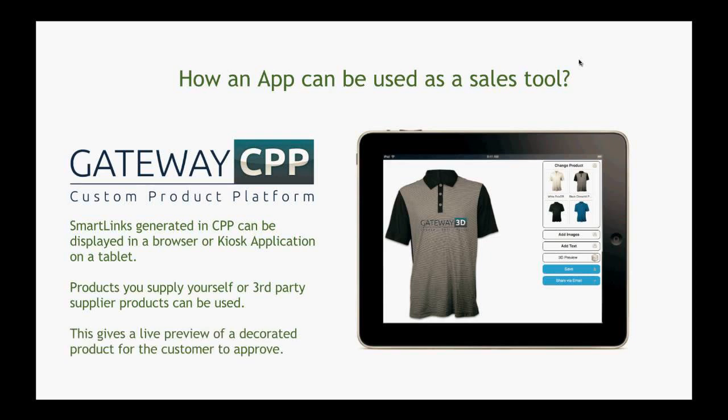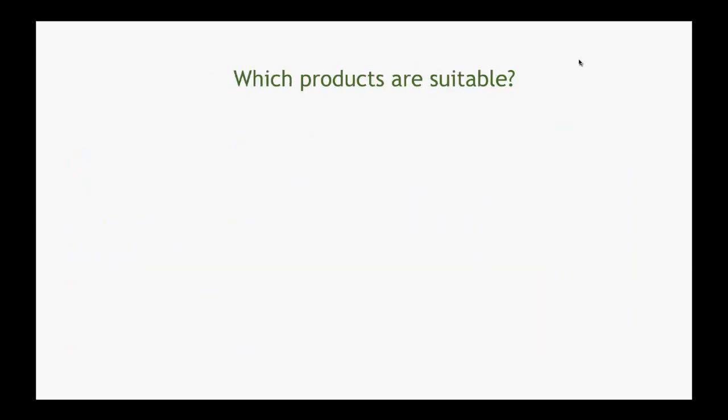So this will give, while you are in a presentation with a client, a live preview of the product with the decoration on. You should be able to see that I've added the Gateway 3D logo onto the front of the polo shirt. So the customer can see what the products are going to look like once they're produced and can approve the design while you are with them.